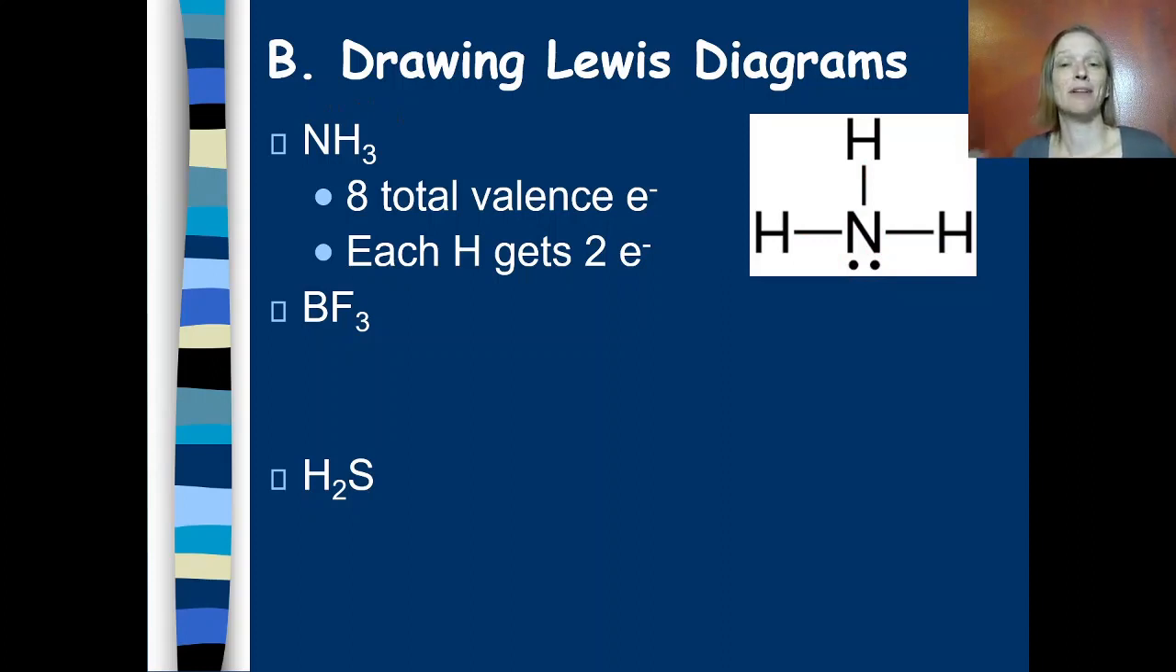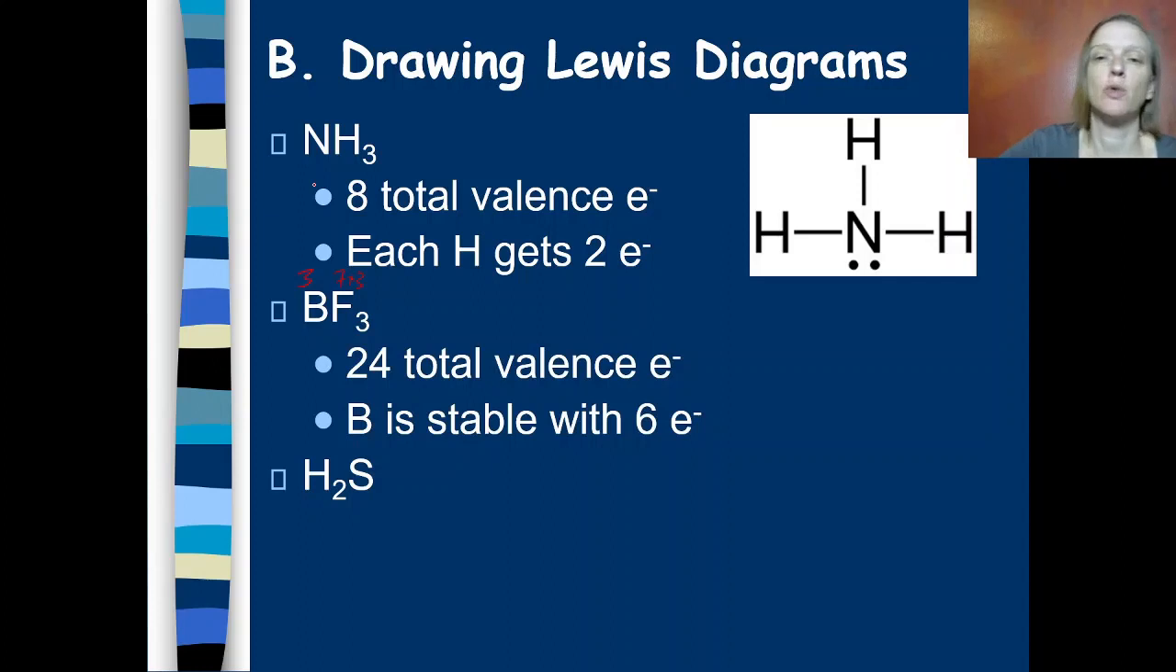The next example is boron trifluoride. Boron has 3 valence electrons, and fluorine has 7 valence electrons each times 3. So 21 plus 3 is 24 total valence electrons. Now, the trick here is remembering that boron is going to be happy with just 6 valence electrons. So it's not going to get the full octet. It's one of those exceptions to the rule.